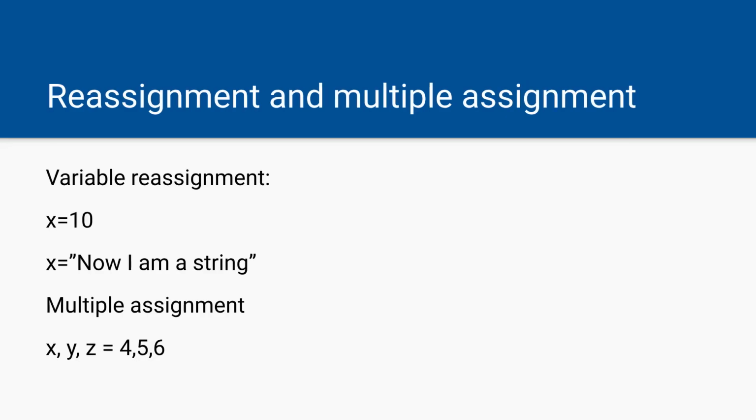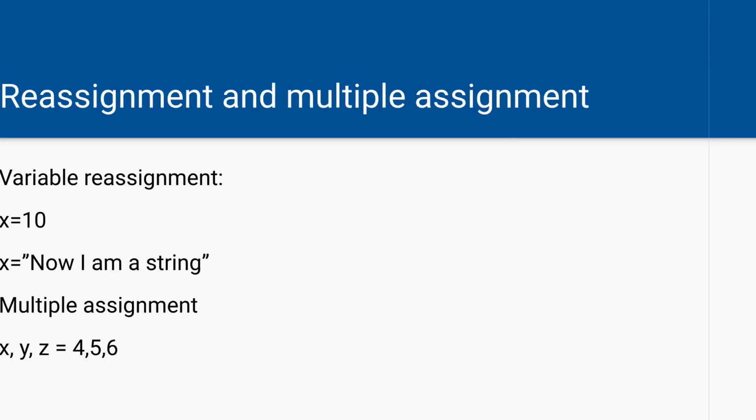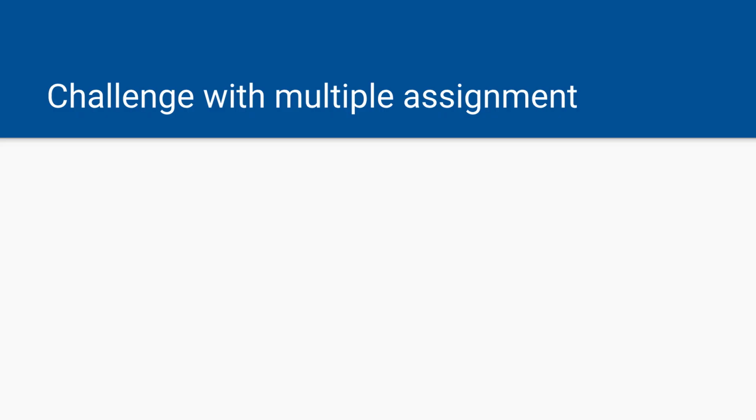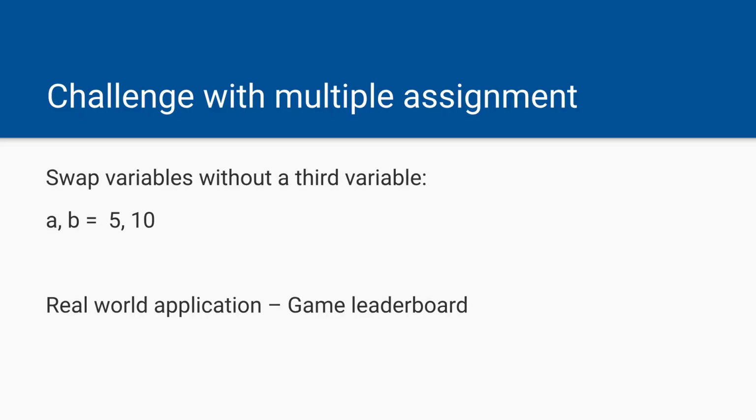Variable reassignment means changing the value and potentially the type of an existing variable. Multiple assignment lets you assign values to several variables in a single line, like x, y, z equals 4, 5, 6. A common challenge is swapping two variables without a third variable. Multiple assignment provides a clean solution for this. This technique is often used in applications like updating a game leaderboard.